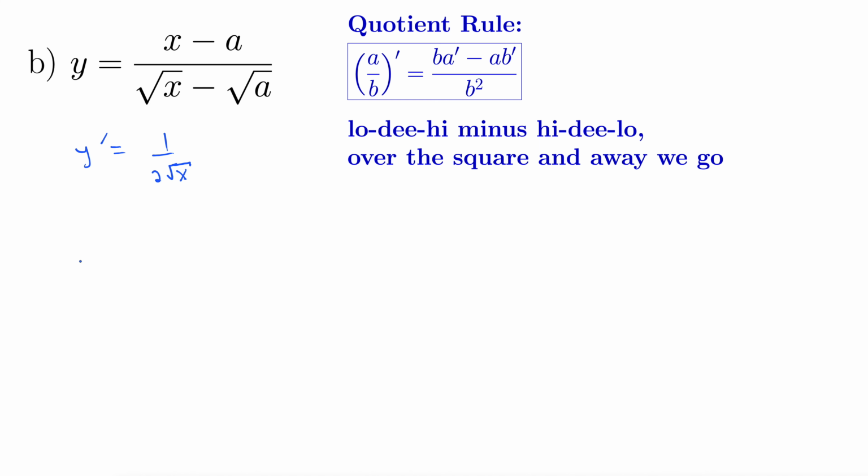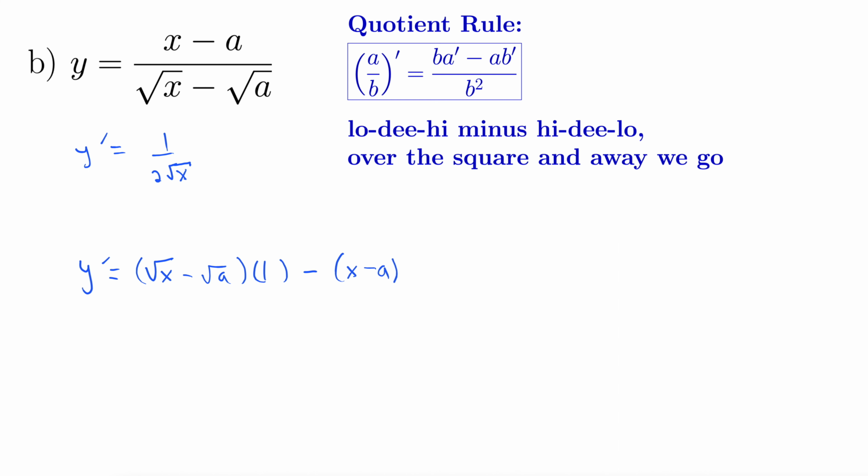Otherwise, let's proceed together. So we have y prime equals, okay, quotient rule, lo-dee-hi, so lo, rad x minus rad a, d-hi. Well, the derivative of the high, x minus a, is simply 1. All right, so far so good. Minus high, x minus a, d-low.